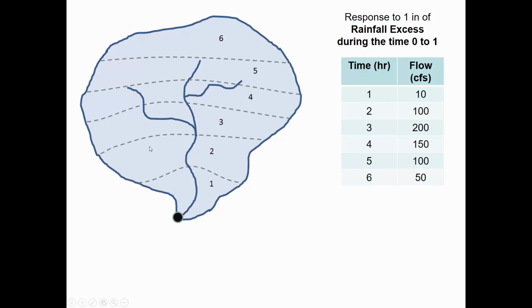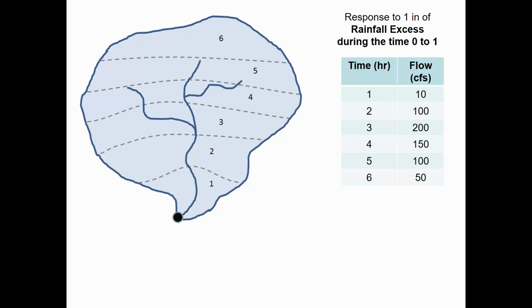Like, let's say it rains on everything. Then we get the first hour, one. Then 2 hours later, we get the effects of what was raining here, first hour, last hour. Yeah. Okay. Mm-hmm. And then in hour 3, the first hour's rain in this zone is finally making its way towards the outlet. That makes sense. Does that make sense for everybody? Okay.